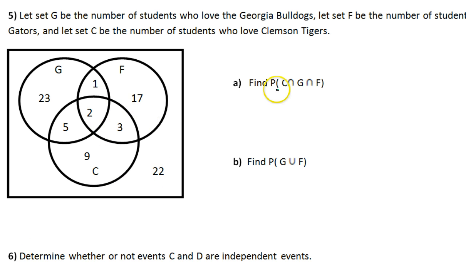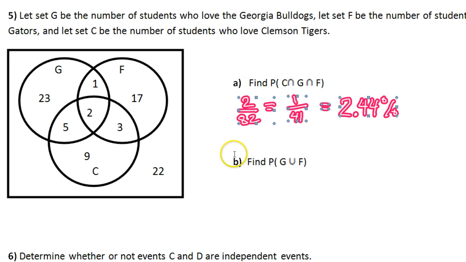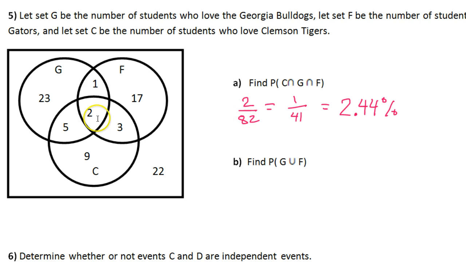Now, with that in mind, if we want the probability of C and G and F, that intersection is represented by this one number. So target over total should be this 2 right here, divided by the total of 82, which reduces down to 1 out of 41, which could be written as 2.44%.